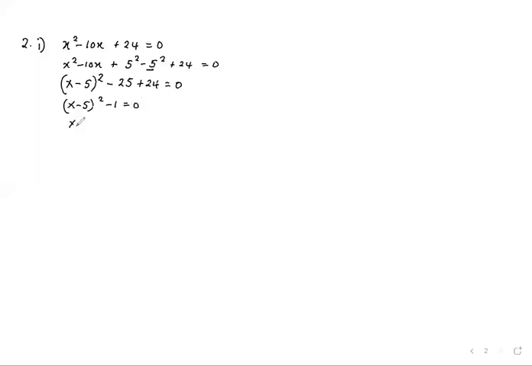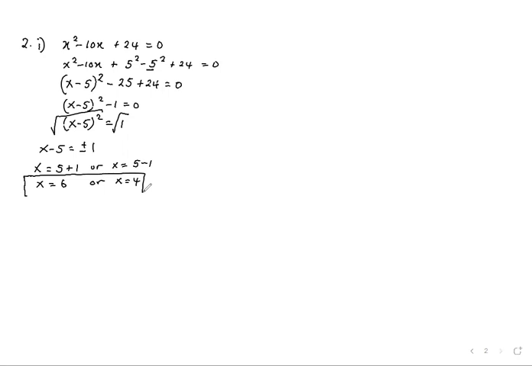To solve for x, we'll have this squared is equal to 1. Get the square root. So x minus 5 is equal to plus or minus 1. So that x is equal to 5 plus 1, or x is equal to 5 minus 1, giving us x is 6, or x is 4. So this is what gives us the x values.